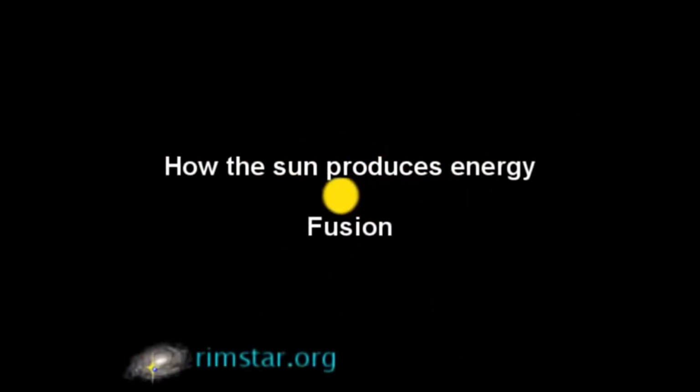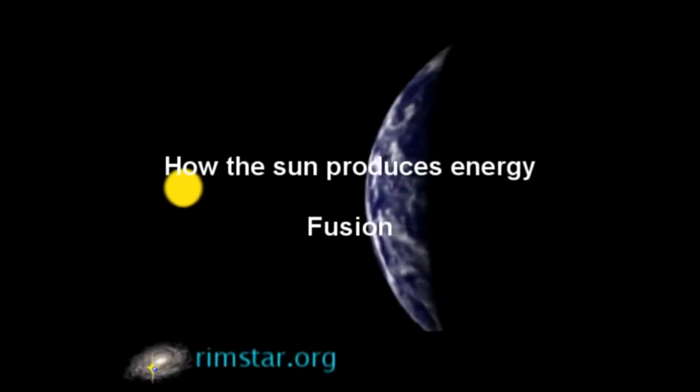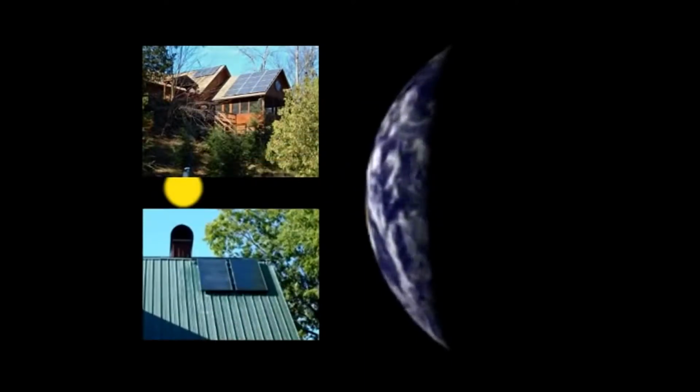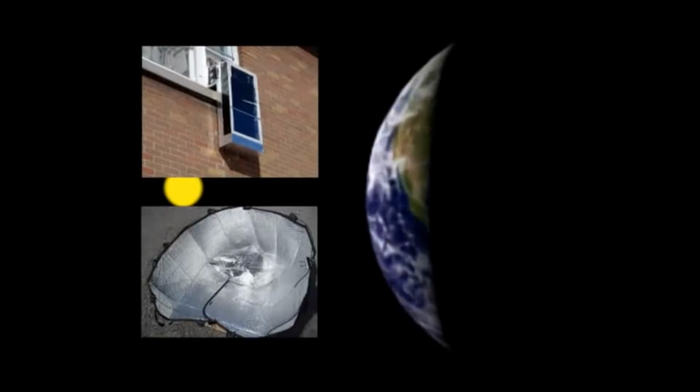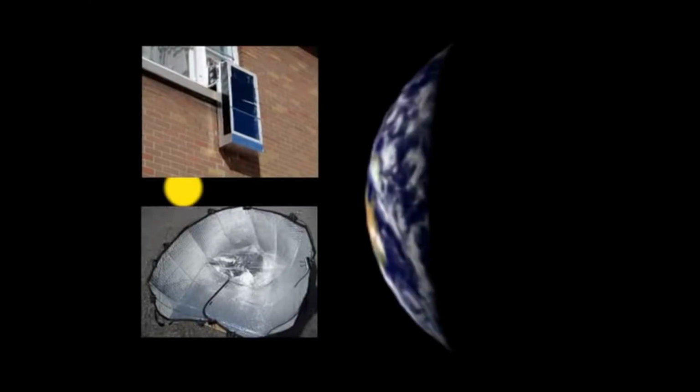The sun is the source of most of our energy here on Earth. Energy from the sun is used to produce electricity using photovoltaics and solar thermal plants. That same energy is also used for heating using solar domestic hot water systems, hydronic heating, solar air heating, and solar cooking, just to name a few. This video will talk about how the sun produces that energy.